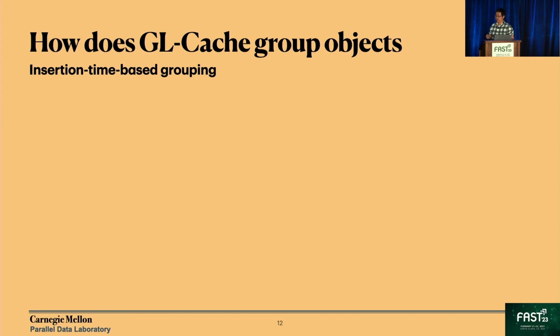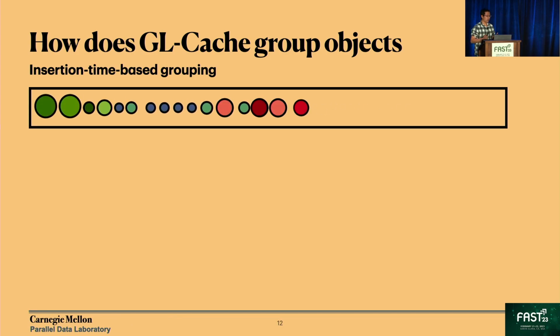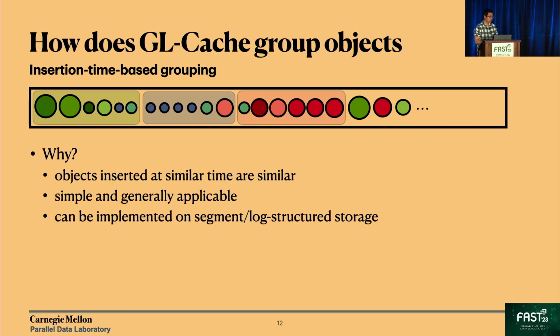We use insertion time-based grouping, meaning that as objects get written into the cache, they are grouped based on when they are written. Why do we use insertion time-based grouping? First, we observe that objects inserted at similar times are more similar compared to random objects, both in terms of frequency and reuse distance. Second, insertion time-based grouping is simple and generally applicable. You do not need any special workloads or hints from the application, so you can use it on any type of cache.